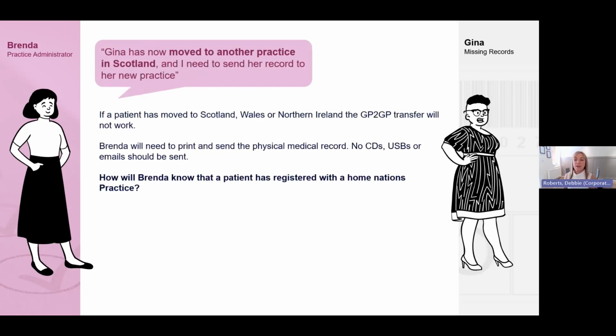Gina has now decided to move house and she is relocating to Scotland, meaning that Brenda will need to ensure that Gina's medical records follow her. So Brenda will need to print out a full summary of her medical record and send that to Gina's new practice using the City Sprint delivery service. That's because the GP to GP transfer won't work because she's moving to a home nation. Now, with Brenda being new, she might not know how to identify that a patient has registered with a home nation's practice and she needs to print off the full record.